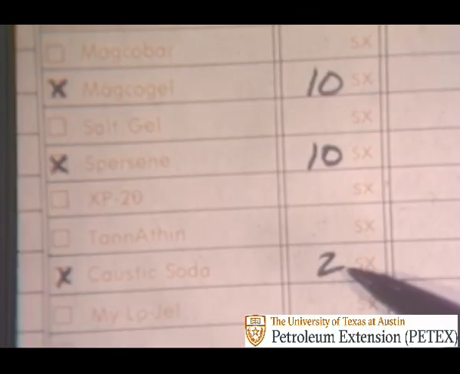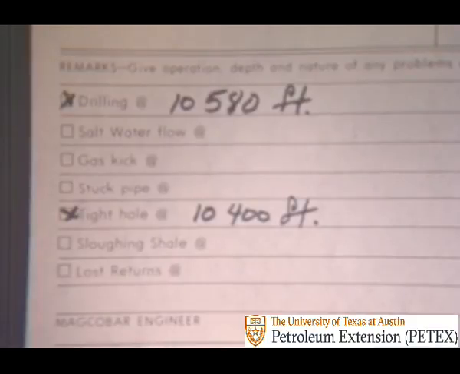After the mud is tested, the engineer recommends any treatment that may be necessary on the form. Here, 10 sacks of bentonite, called Magcobar by this mud company, 10 sacks of lignosulfonate, called spursine, and 2 sacks of caustic soda should be added. Also, the engineer records what was happening while he was testing the mud. In this case, the rig was drilling ahead at 10,580 feet and experienced a tight spot in the hole at 10,400 feet.